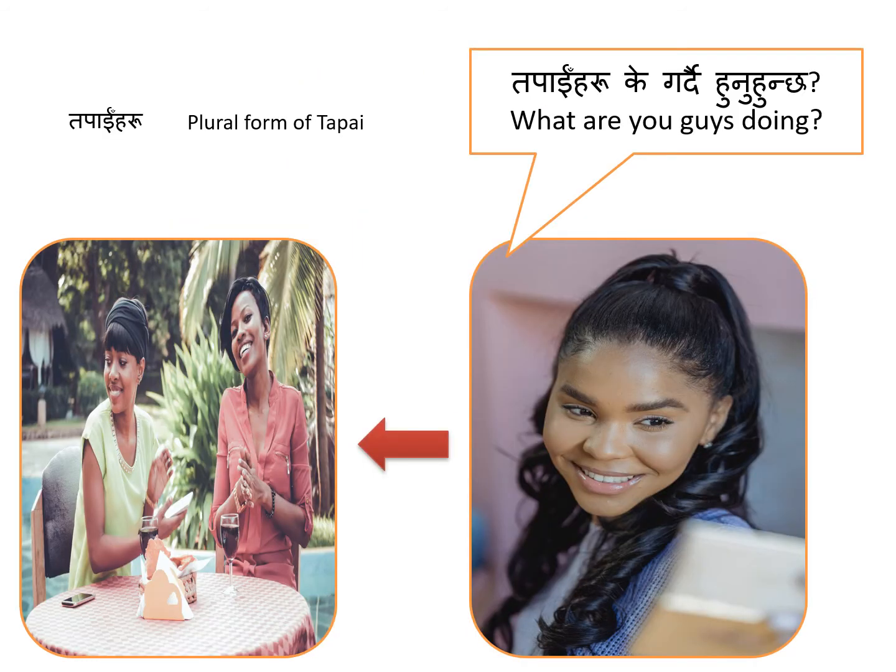So plural form of tapai is tapaiharu. Here is an example in the picture. The young girl is asking, "Tapaiharu ke gardai hunuhuncha?" to the people sitting at the table, which means, what are you people doing? Here the girl is using tapaiharu to the people who look older than her. So you can use tapai for anyone who is older than you and tapaiharu for more than one.